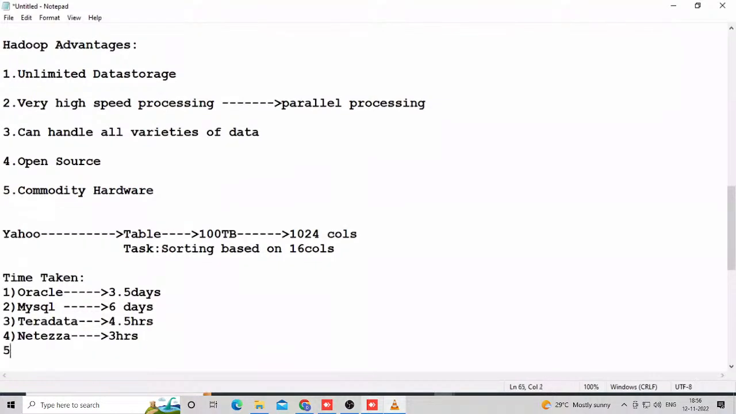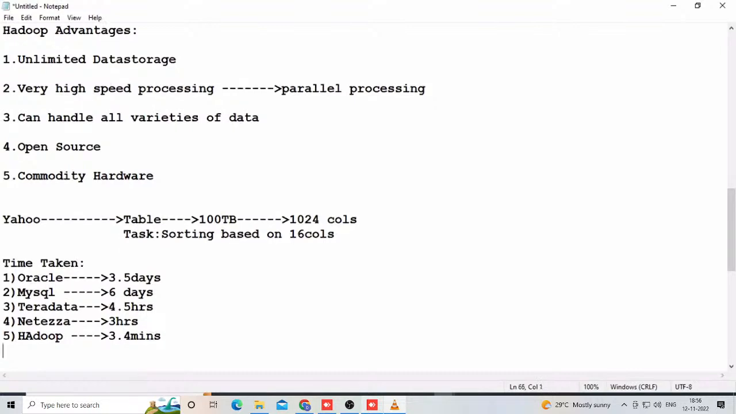And finally, Hadoop has just taken 3.4 minutes to process it. But the latest version of Hadoop, just 1.2 minutes. So this is the speed of Hadoop as compared with the other things.